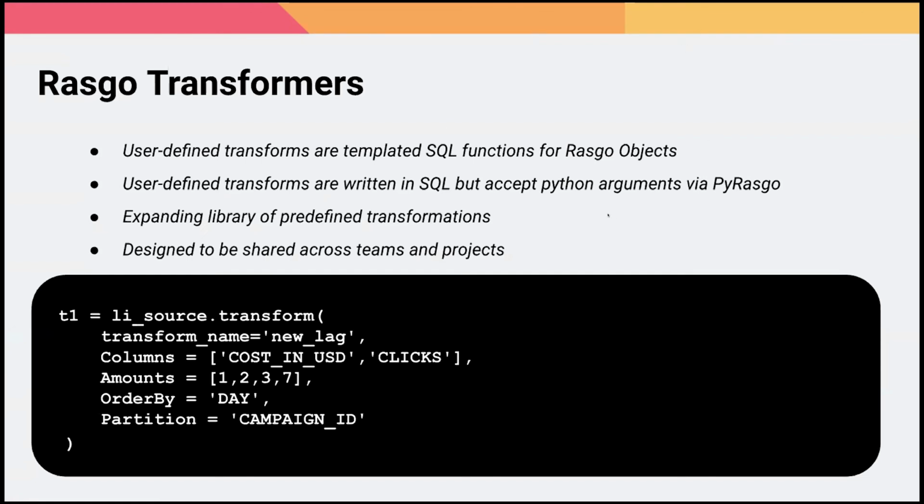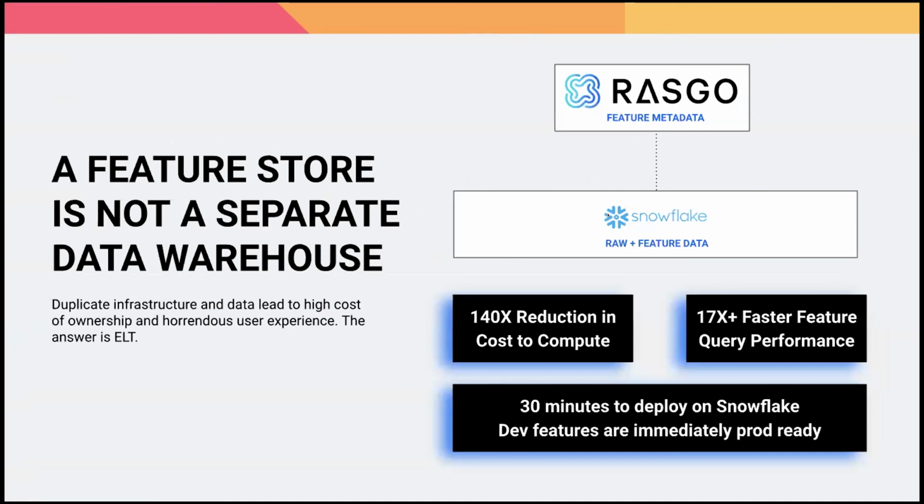I want to make sure we have time for questions. I've hit on this one extensively, but the final slide here is that Rasgo's an abstraction layer. We believe that we don't need to be a separate data warehouse for your features. You already have a data warehouse. Let's use the power of that to deliver your features to your models so that your physical data stays in Snowflake, but Rasgo can help version, manage, and abstract the feature definitions as a metadata layer on top of Snowflake.